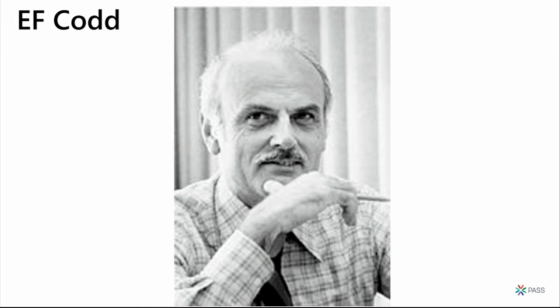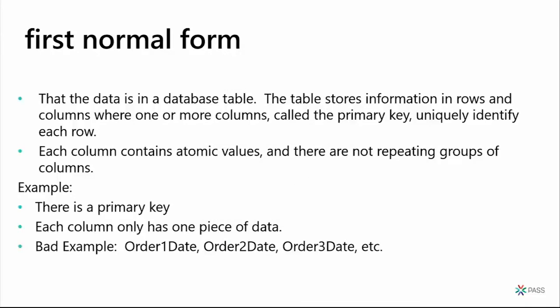Okay, so you know this guy, E.F. Codd. E.F. Codd is a brilliant man. When relational databases were in their infancy, he said, look, as we store data, we need to obey certain rules, and if we obey these rules, we will have a better time storing data in our transactional applications. So he created these rules called normal form. The rule for first normal form is that the data is in a database table. First of all, we tablize our data. The table stores information in rows and columns, where one or more columns, called the primary key, uniquely identifies each row. That means if I have a customers table, there's going to be a customer ID, and that customer ID will uniquely identify every row in the table.